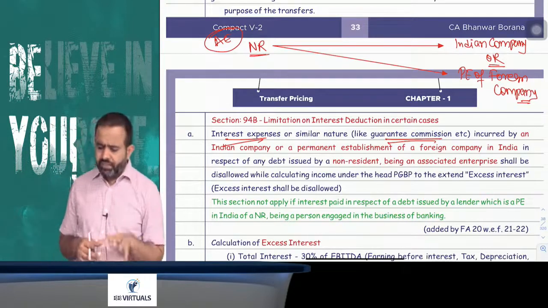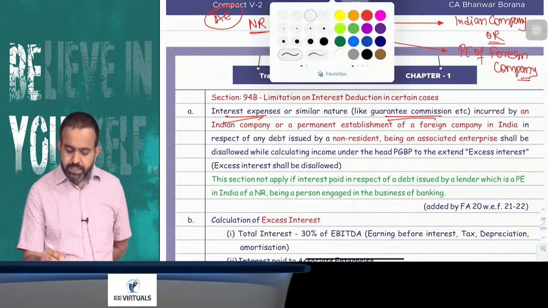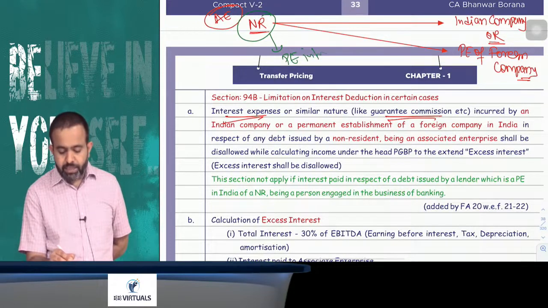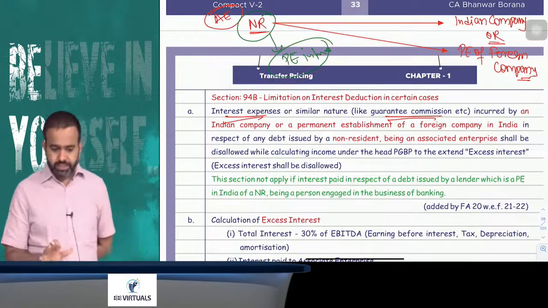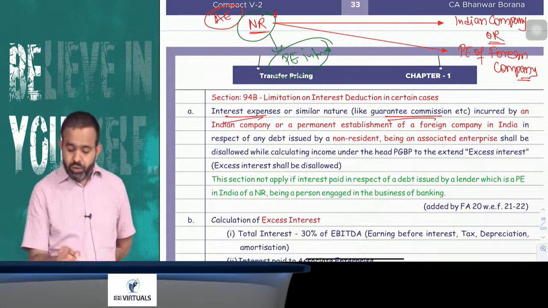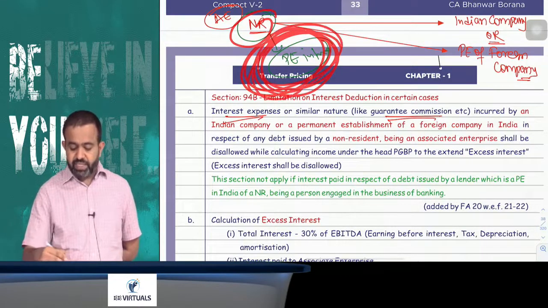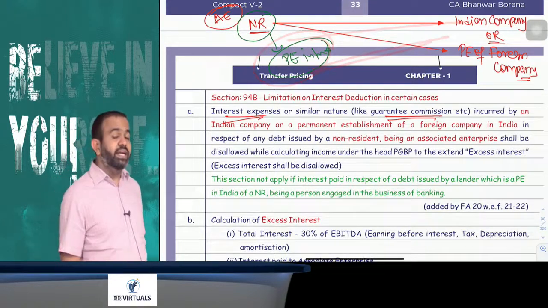Now the question is that there is one amendment from this year. This section says that if the non-resident is having any PE in India, and the loan is taken from this PE in India, and that PE is engaged in the banking business, then this section is not applicable. If you take the loan from a non-resident, then this section is applicable, but if the non-resident has a PE in India engaged in the banking business and you take the loan from that PE, this section is not applicable. You got my point or not?